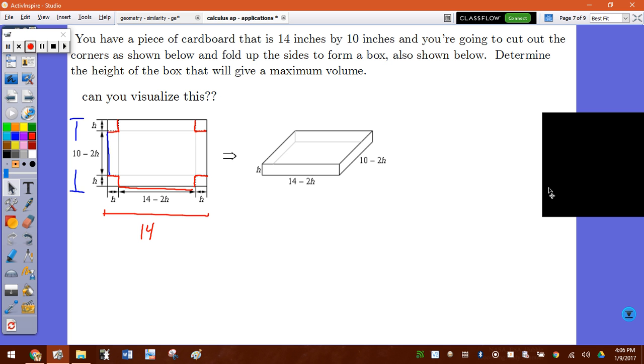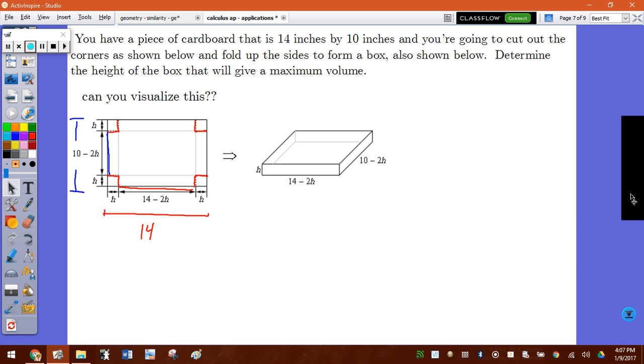So there's quite a bit of visualization that's required to go from one to the other. Sometimes problems give you a picture, sometimes they don't. Here's one where you're given a picture, although I do encourage you to do your best to try to visualize it as best you can. That will help you make sense of the problem and persevere through it.